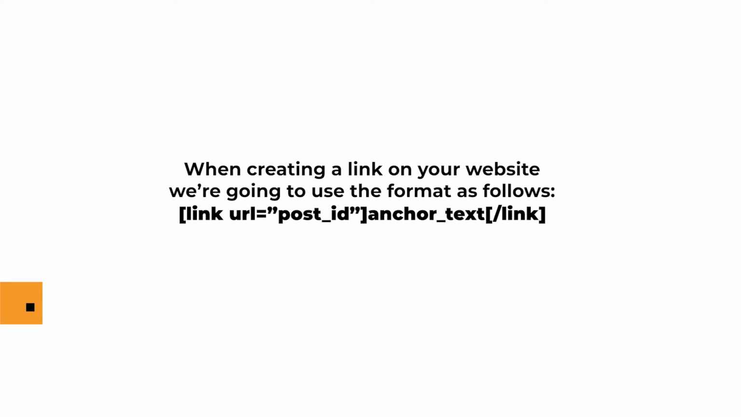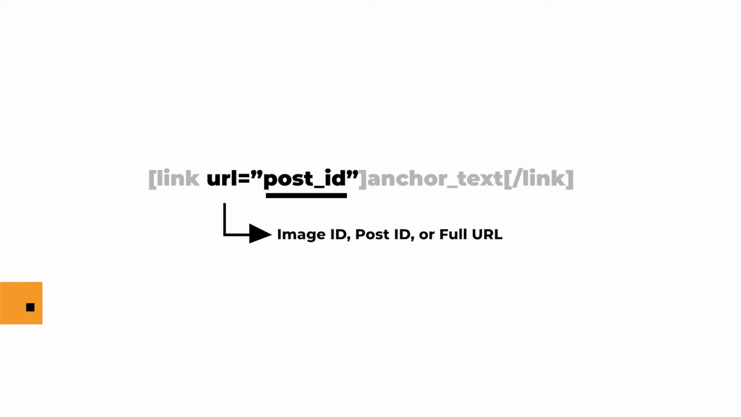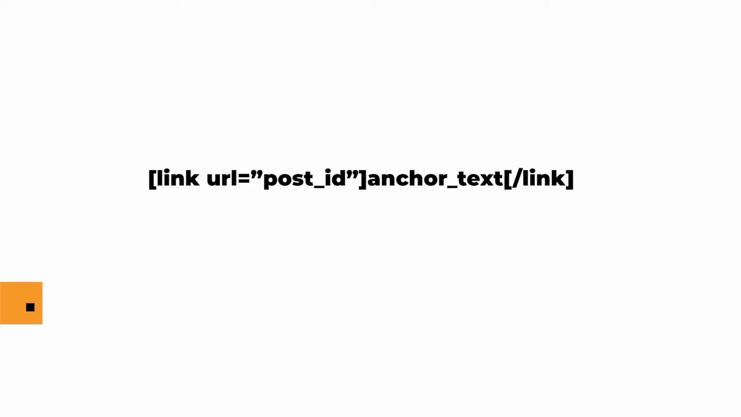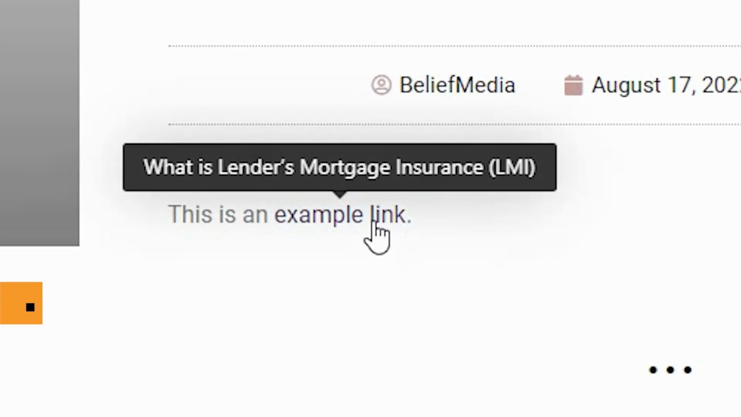When creating a link on your website, we're going to use the format as shown on the screen. The anchor text, or the text between the link tags, is important, and this is discussed in our SEO series. The URL attribute can be a full URL or ID, with the latter the ID of the post you're linking to, and it's required for tracking purposes. This link, when rendered, will behave like any other link, with the exception that the appropriate SEO tags will automatically be applied, if not created manually.